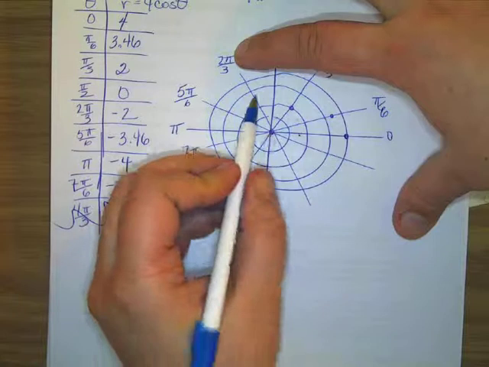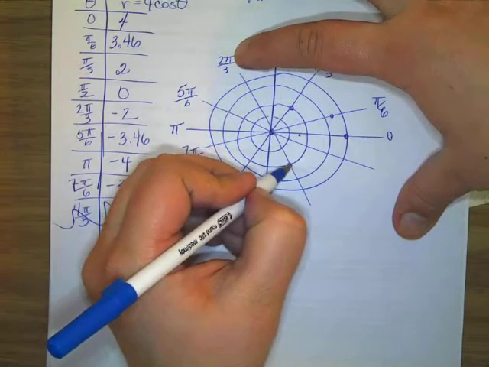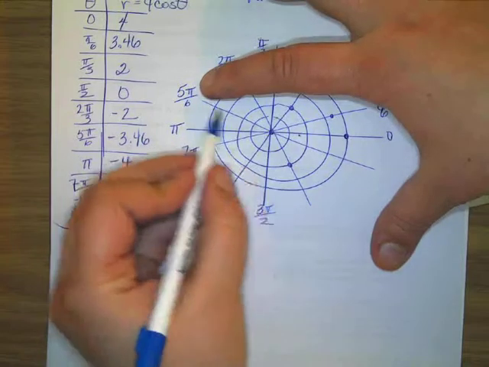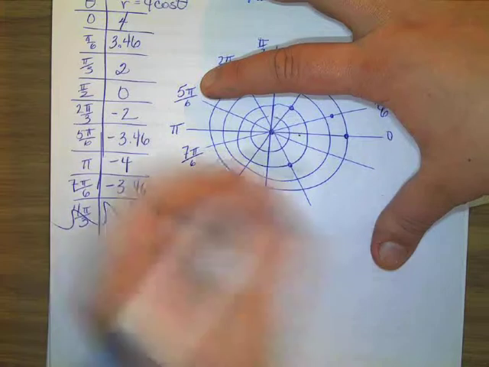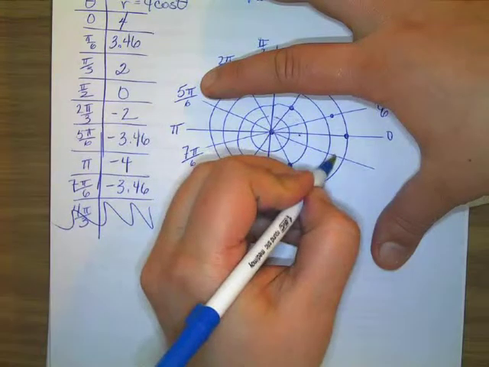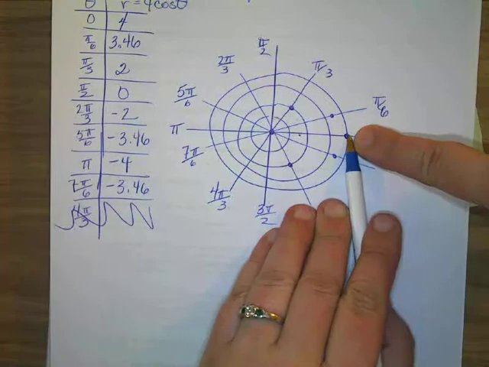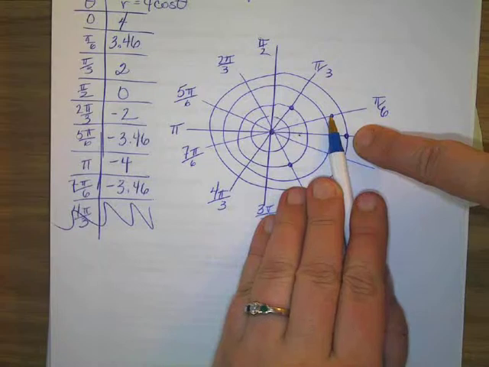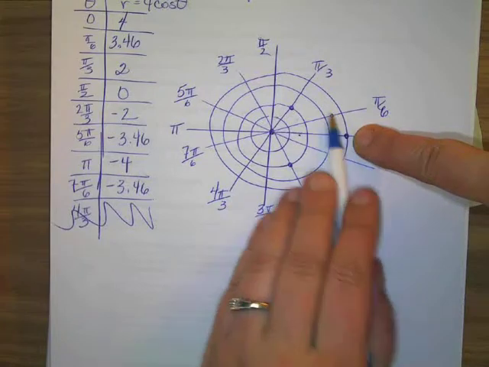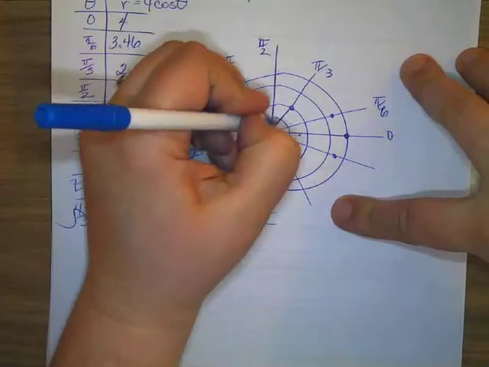So instead of going towards it, I need to go backwards, yes? And then at 5 pi over 6, it's -3.5, if I'm not mistaken. And then at pi, it's -4. And at 7 pi over 6, it's -3.5. So see how the points kind of keep repeating themselves there? So really, this shape right here is actually a circle.